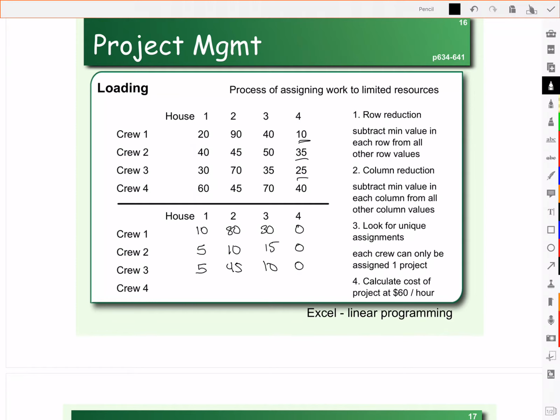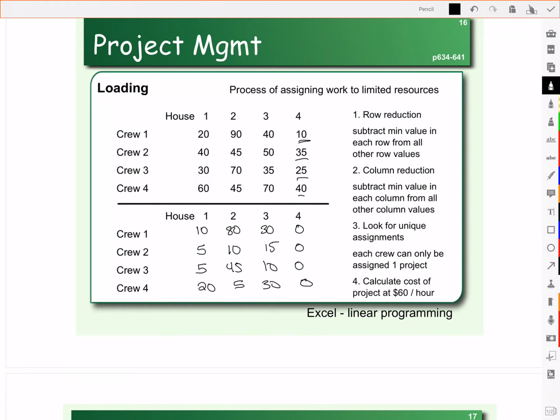Last row, smallest number is 40. And so we subtract 40 from every number in the row. So we get 20 and 5 and 30 and 0. So we have done the first step, which is row reduction.